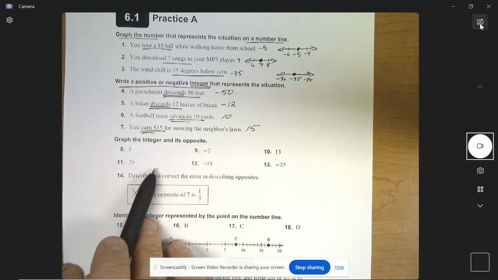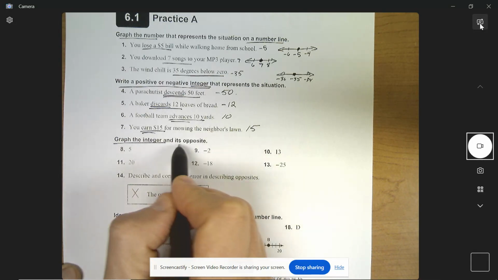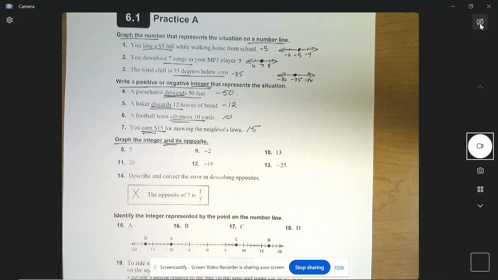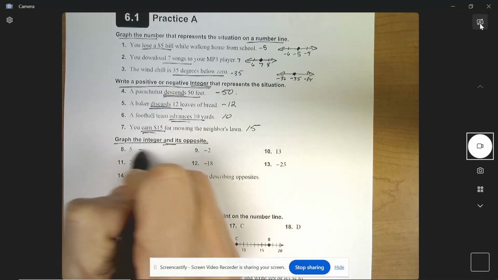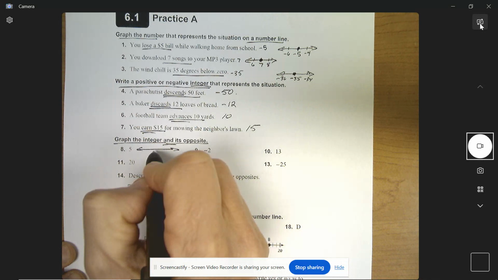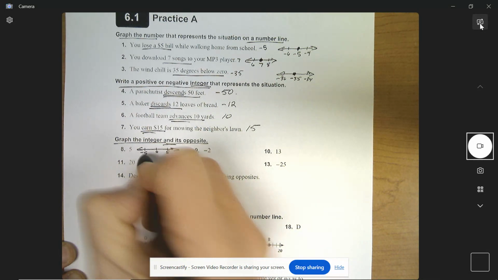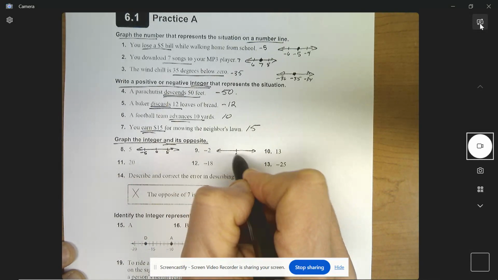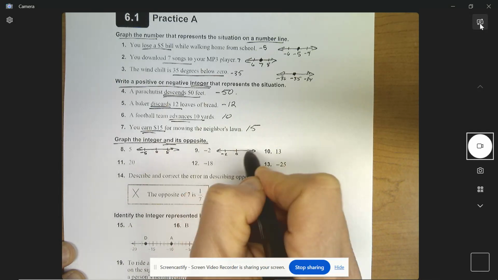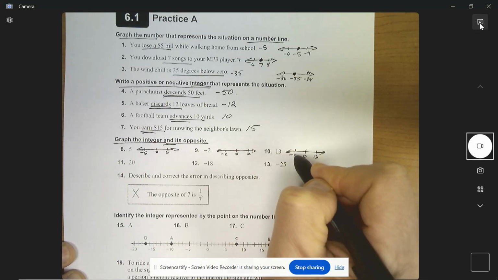On these, I'm going to go ahead and do my quick graph. We're just graphing the integer. Oh, and its opposite. Don't forget that. So I'm actually going to need 2 points here. Let's do this. So for these, I'm going to make a line. I'm going to put 0, 5, and -5. All right. Over here, I'm going to put 0, -2, and +2. For here, I'm going to put 0, 13, and -13.